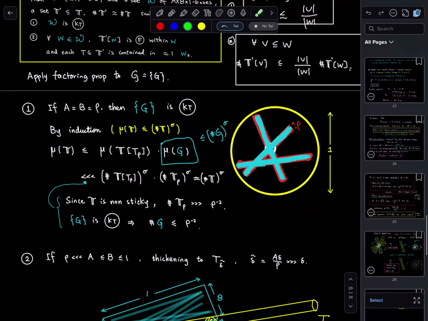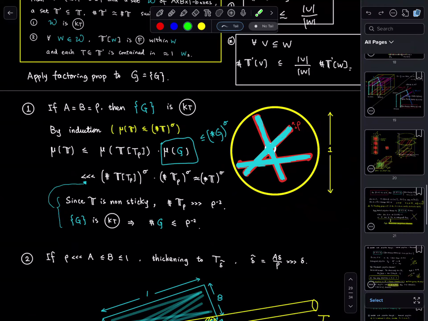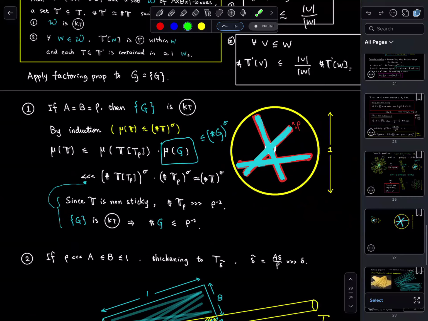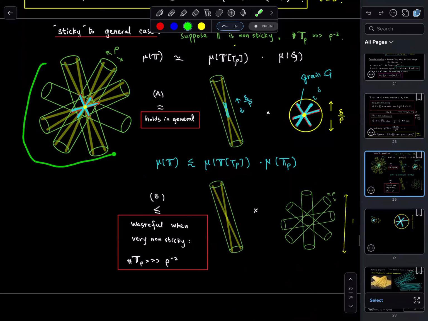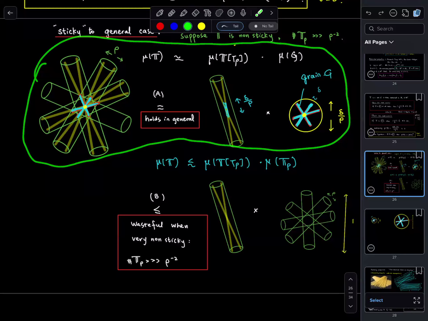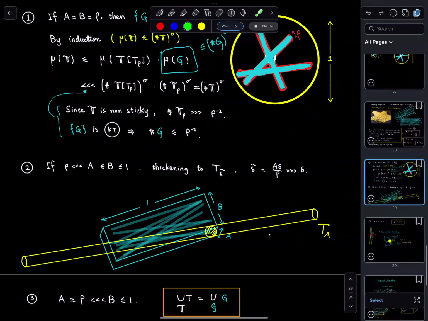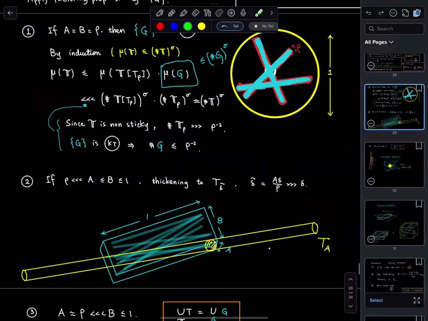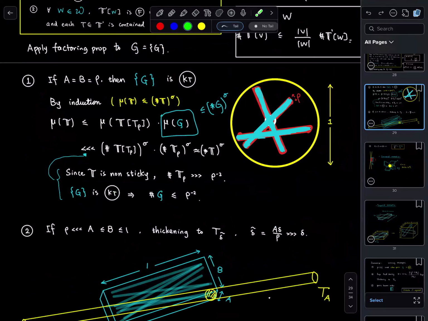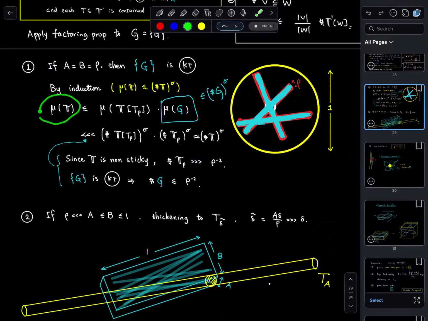So this picture is this one. We know that G is cast out, and this is also cast out, so we can apply induction. The induction hypothesis says that for any set of tubes satisfying the cast-out Wolff axiom, the multiplicity is bounded by the number of tubes to the sigma. So mu t is now, this guy also satisfies the cast-out Wolff axiom.